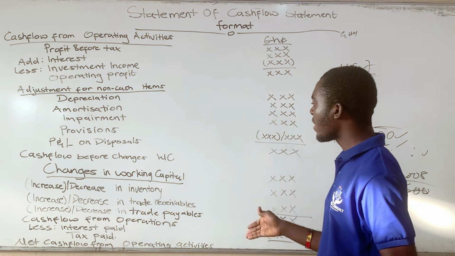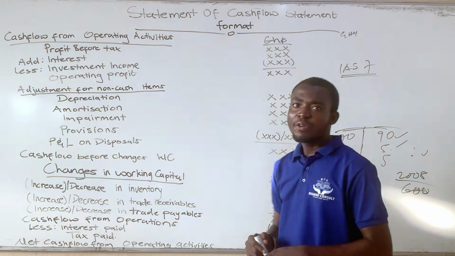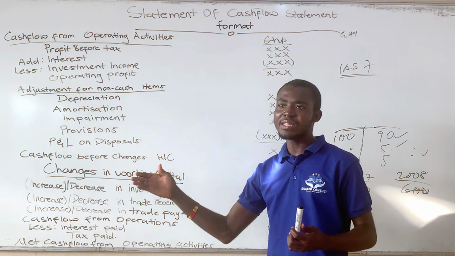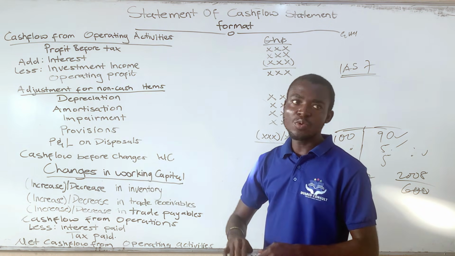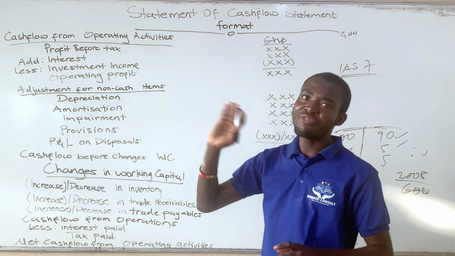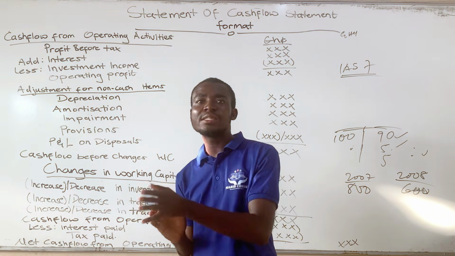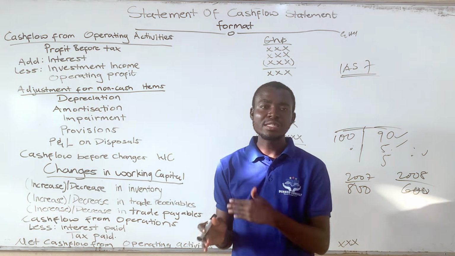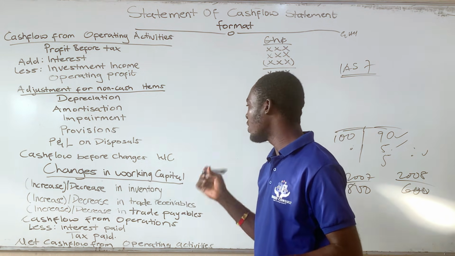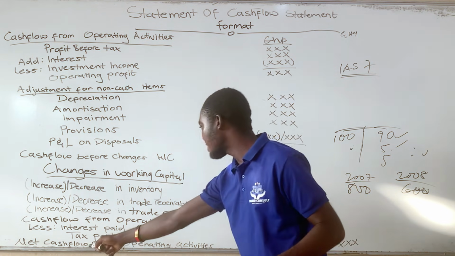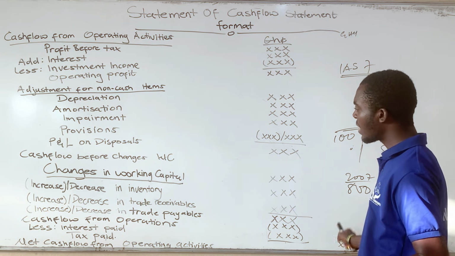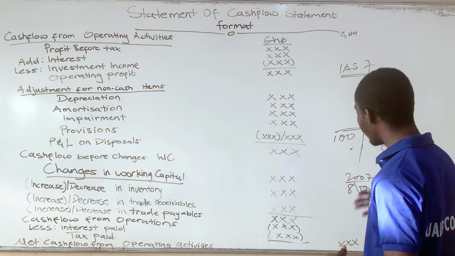When it comes to treatment of interest, you can decide to treat it under operating activities, or you can treat it under financial activities. So if you treat it under operating activities, it means you won't treat it again under financial activities. Now, when you treat it under financial activities, we won't treat it under operating activities. So after taking out your interest and then tax, you get net cash flow from operating activity, which means that this will be our total amount that we generated from our operating activity.